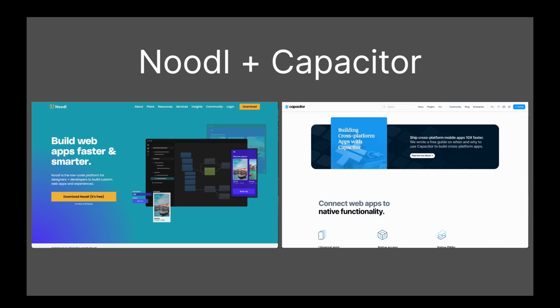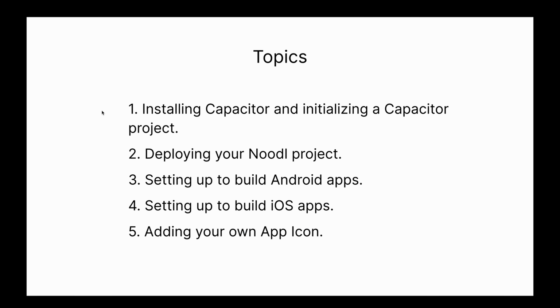Let's have a quick look at what we will cover in this video. Today we're going to look at installing Capacitor and initializing a Capacitor project. Then we're going to deploy our Noodle project into that Capacitor project. Then we're going to see how we set things up so that we can build Android apps. Next, we're going to look at how you build for iOS. And the last thing we're going to cover in this video is adding your own app icon.